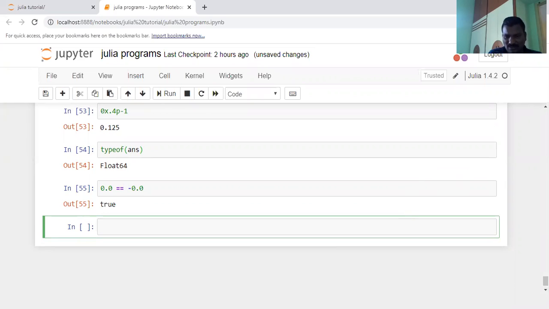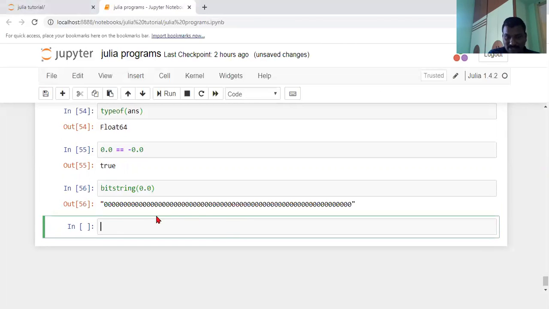Now I want to talk about the bit string function. What is the necessity of the bit string function? It shows how many bits it stores for this value. For example, the bit string of 0.0 gives 64 bits.